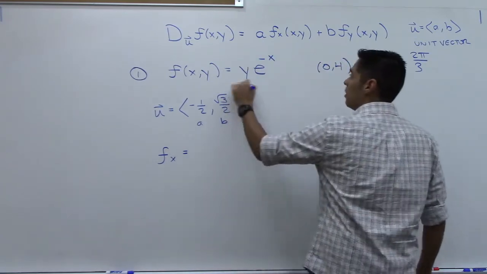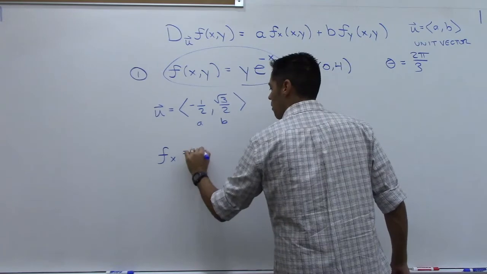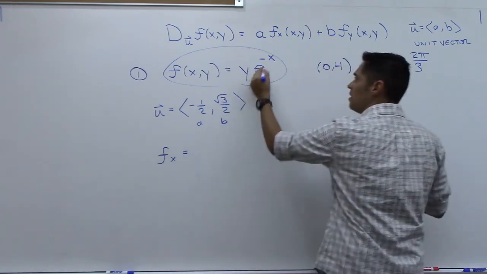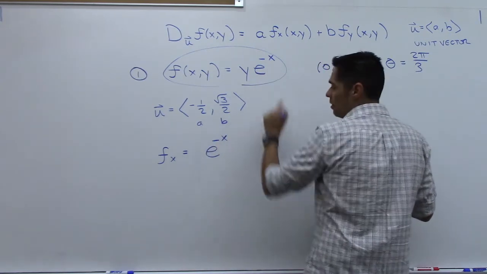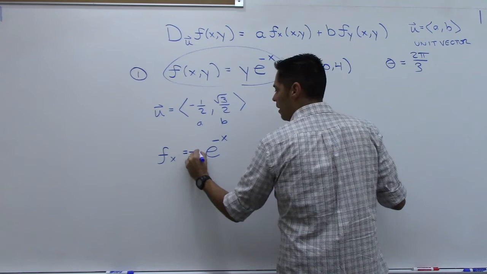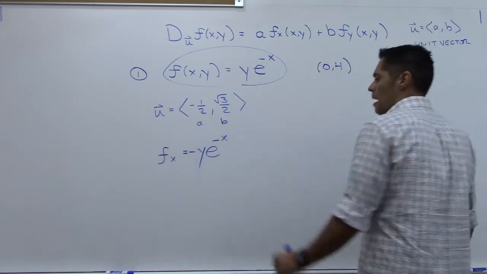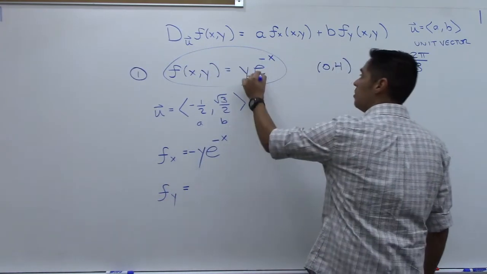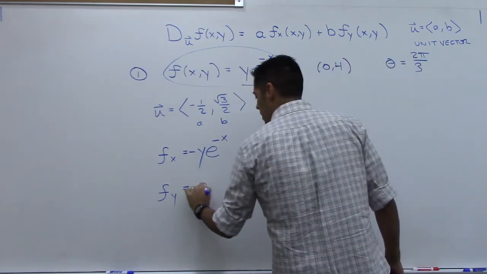Well, here's the function. We treat y as a constant here, so y is just coming along for the ride. The derivative of e to the negative x is itself times -1 because of the chain rule, so I'm going to put that out in front: -y e to the negative x. And then the partial of f with respect to y, this time x is a constant, which means this is a constant, and then the derivative of y is just 1, so we get e to the negative x.